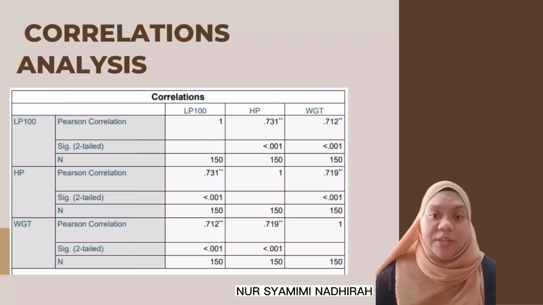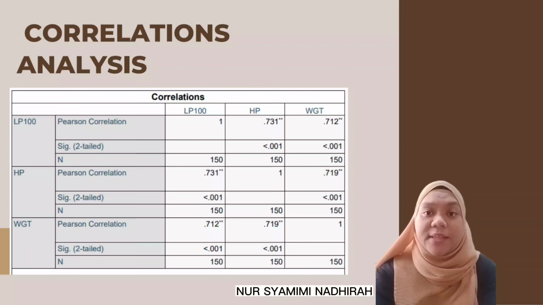Next part is correlation analysis. Correlation is a statistical technique used to determine the degree to which two variables are related. Explanation from the table: the value of R between LP100 and HP is 0.731, which shows a strong positive correlation. The R value between LP100 and weight is 0.712, which shows a strong positive correlation. The value of R between HP and weight is 0.719, which shows a strong negative correlation.